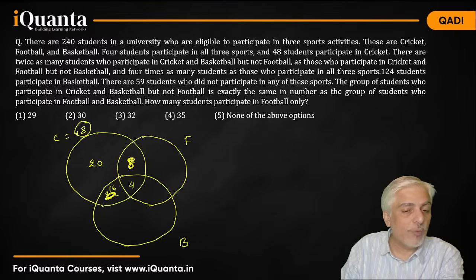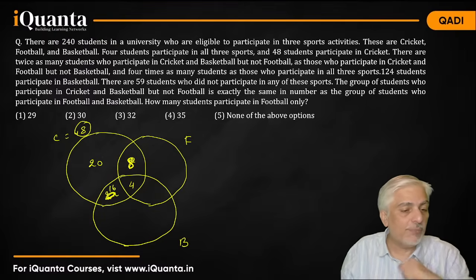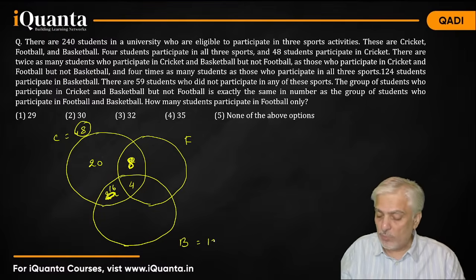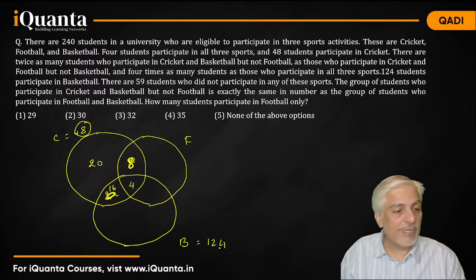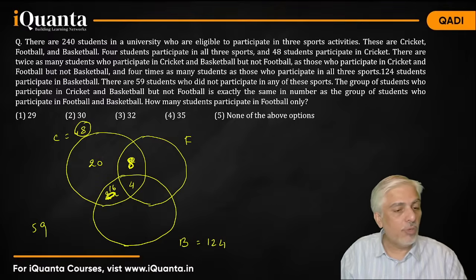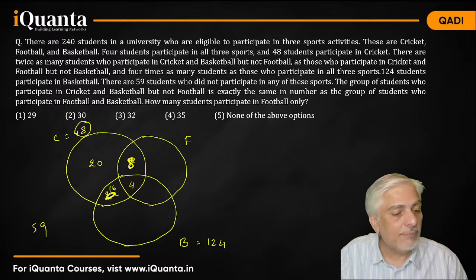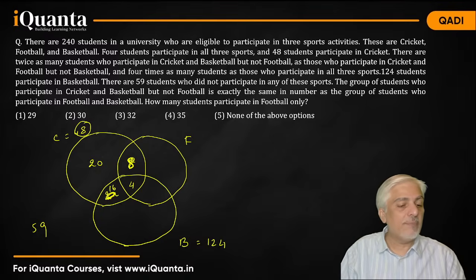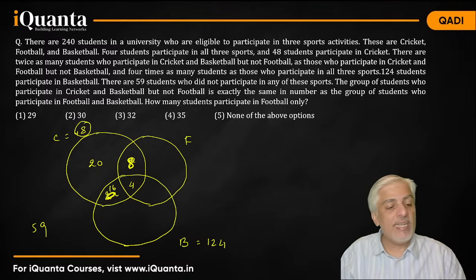There are 59 students who do not participate in any of the three sports. So there's one more part. 124 students participate in basketball. So basketball is 124 total basketball. The group of students who play in cricket and basketball but not football is exactly same as the number who participate in football and basketball, but not cricket. So this 16 is this plus this, so this will become 12 according to me.